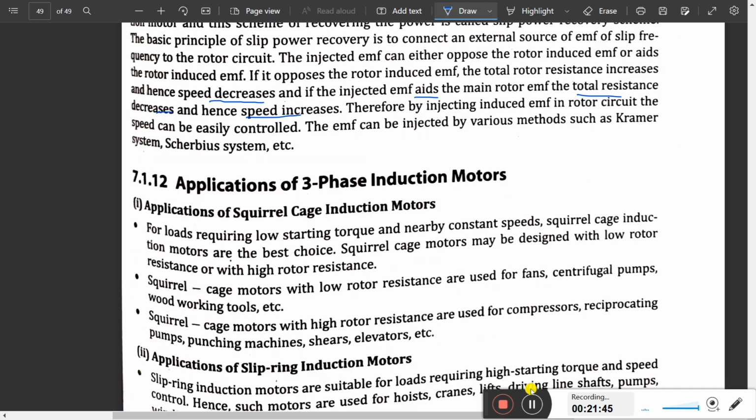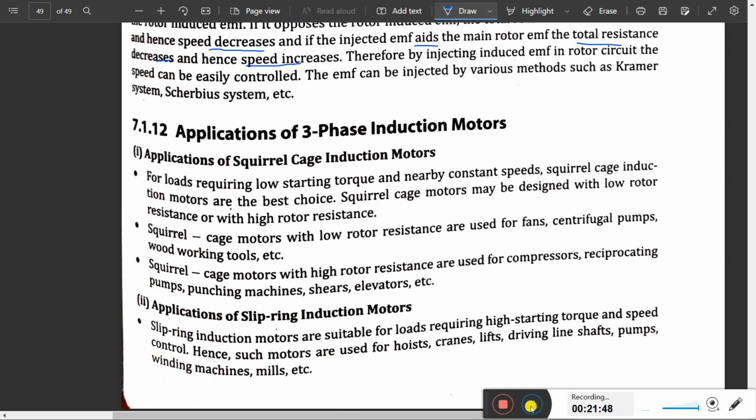Now coming to the last topic, applications of the three-phase induction motor. We already studied the classification and difference between the squirrel cage induction motor and the slip ring induction motor. For loads requiring low starting torque and nearly constant speed, squirrel cage induction motors are the best choice. They may be designed with low rotor resistance or high rotor resistance. Low resistance squirrel cage motors are used for fans, centrifugal pumps, and woodworking tools. Squirrel cage motors with high rotor resistance are used for compressors, reciprocating pumps, punching machines, shears, and elevators.